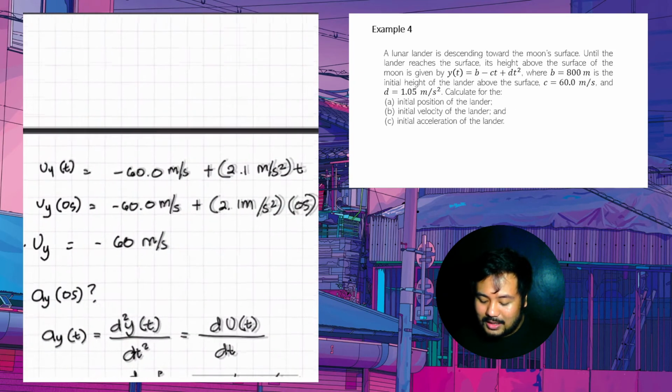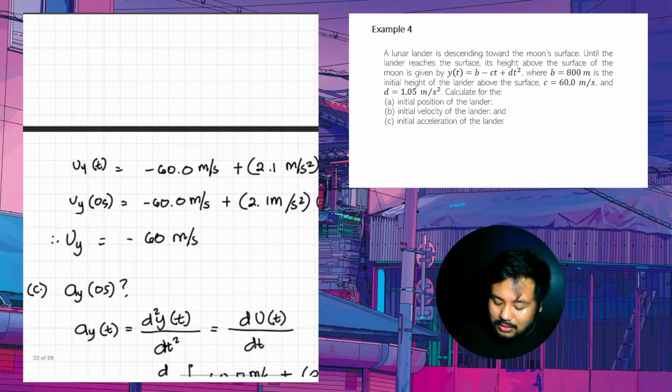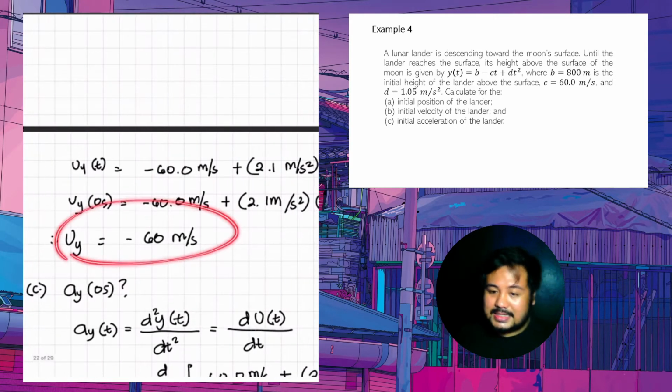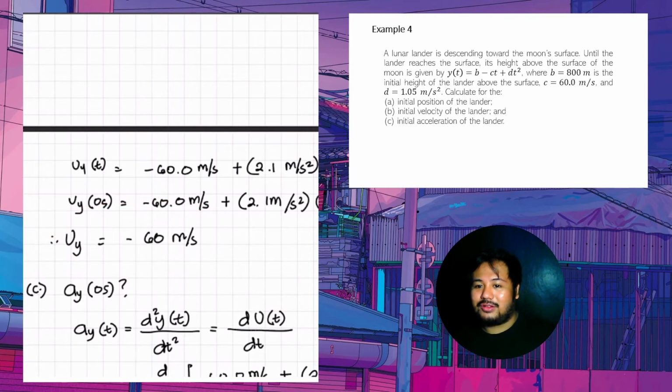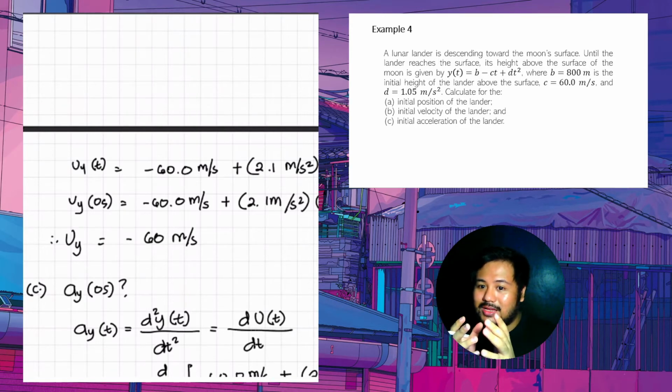So Vy of 0 seconds is equal to negative 60 meters per second. As you can see, you have a negative value. That is because the motion of our lunar lander is that it is going down. So velocity is pointing downward. So you have negative 60 meters per second.